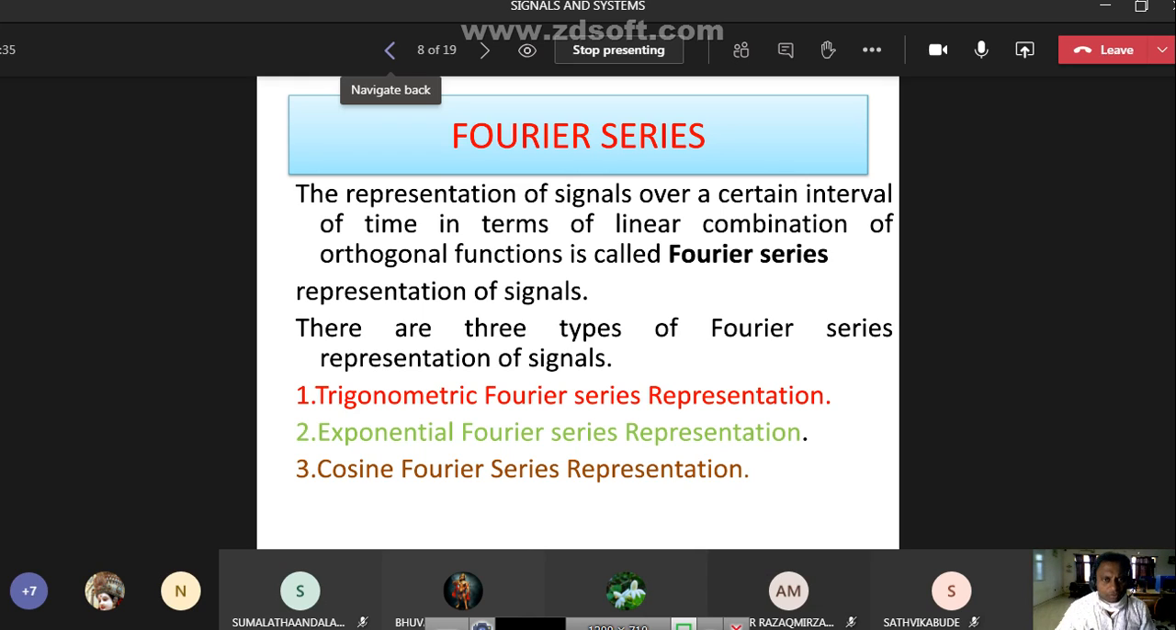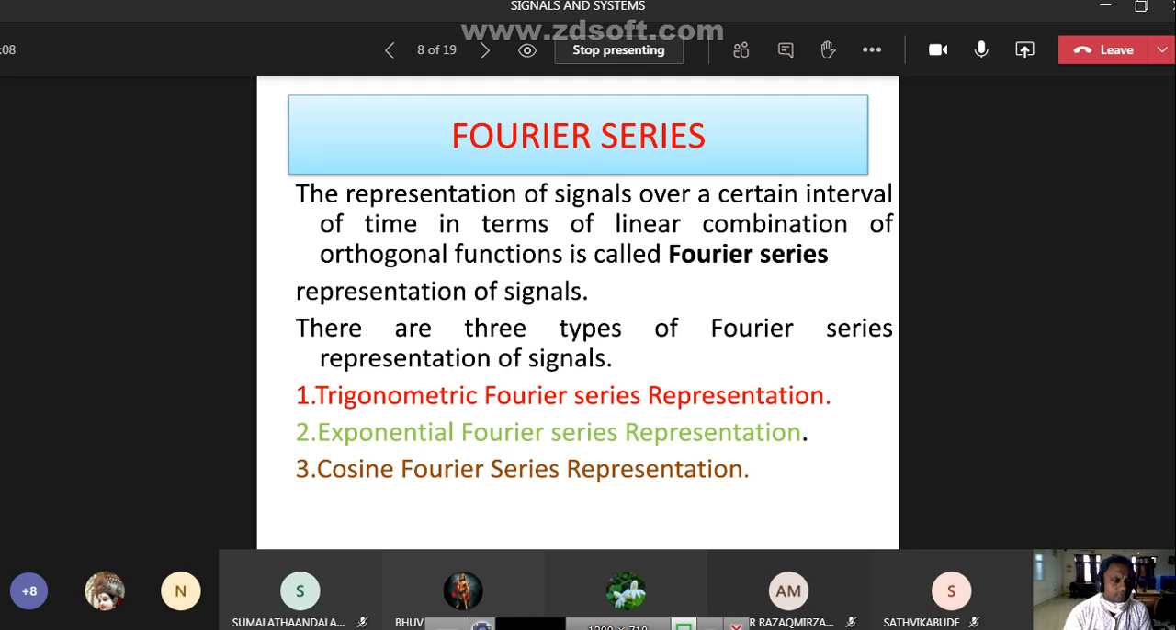So autocorrelation means comparing a signal with itself after some time delay, and cross correlation means comparing two different signals. If you compare x1(t) and x2(t), and they are different, then we say it is a cross correlation. Cross means different, auto means same. Like that. Now after that we came across what a Fourier series is.